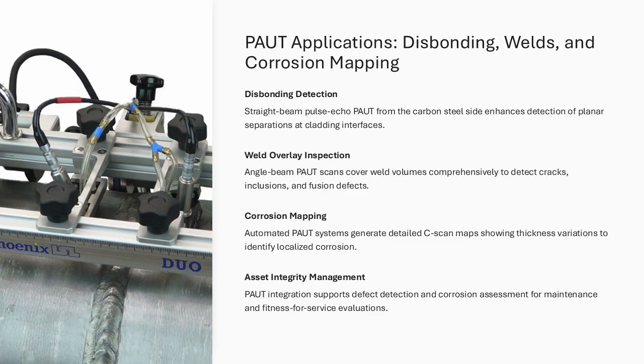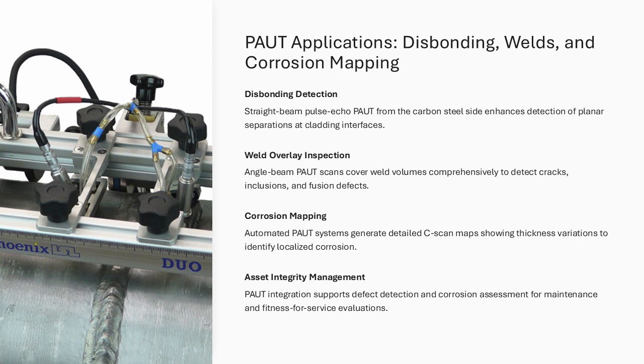PUT is highly versatile and can be applied to multiple inspection objectives within stainless steel cladded carbon steel systems. For disbonding detection, straight beam PUT techniques are typically employed from the carbon steel side, where ultrasonic propagation is more predictable. This approach maximizes sensitivity to planar separations at the cladding interface. For weld overlay inspections, angle beam PUT scans allow comprehensive coverage of the weld volume, enabling detection of lack of fusion, cracks, and inclusions. The ability to sweep through multiple angles ensures that defects of various orientations are detected.